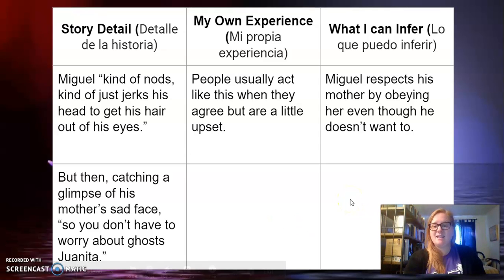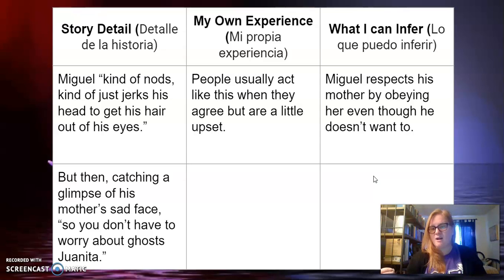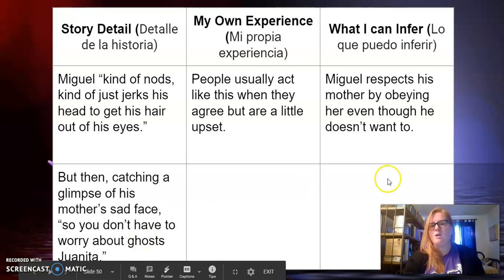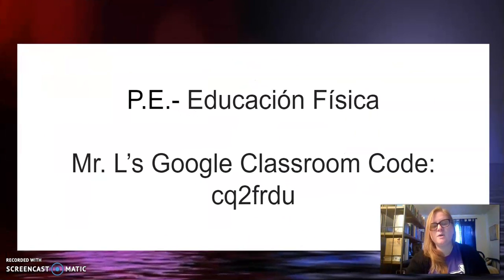What can I say now about Miguel that I can take from the details in this text? Okay. This is not something that's written by the author. This is you, based on your experience and what's happening in the text. What do you think Miguel is thinking? Okay. Or feeling? So that's it for English language arts. I know it's a lot, and I know that inferences can be a little difficult sometimes because it's not just laid out for you. So please come to the meetings, ask me questions, and just let me know what you're struggling with.